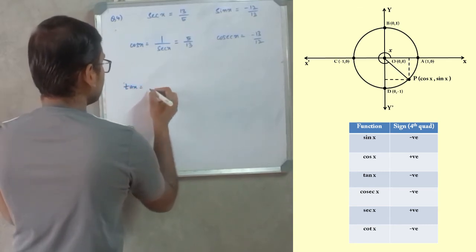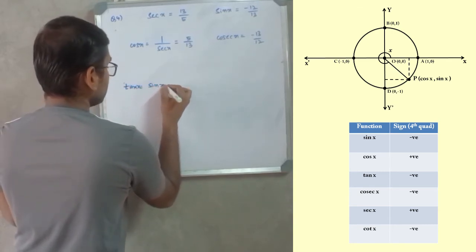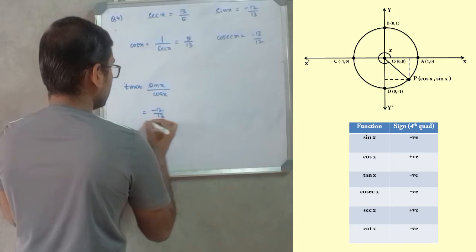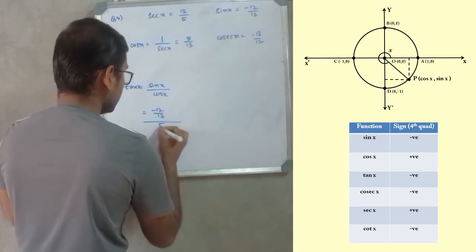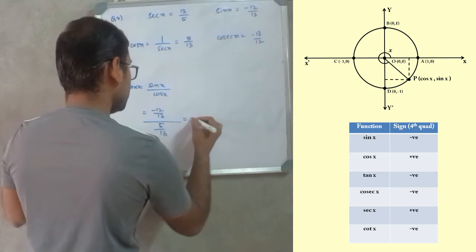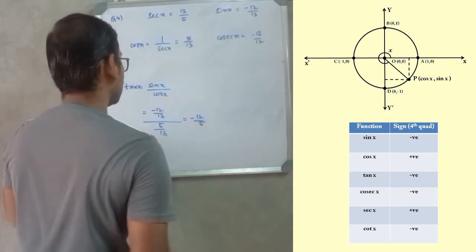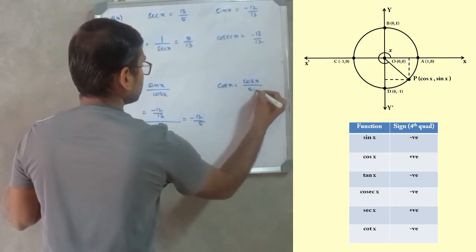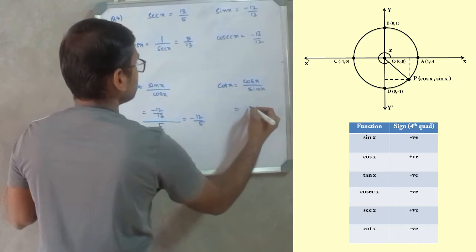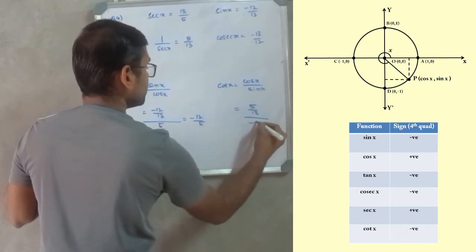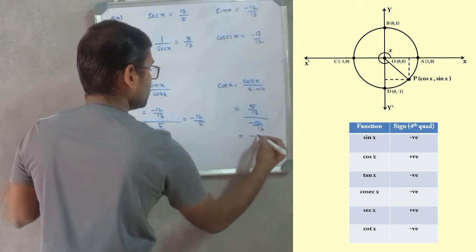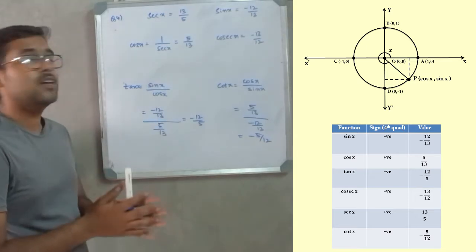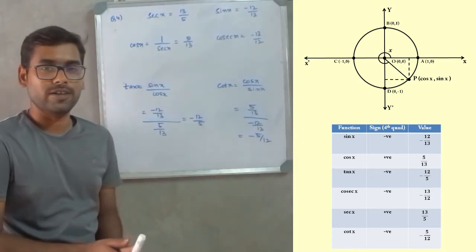Tan x is given by sin x divided by cos x. Here the value of sin x is minus 12 by 13 and the value of cos x is 5 by 13. So here it will be minus 12 by 5. Similarly, cot x, which is given by cos x divided by sin x. Here cos x is again 5 by 13 and sin x is minus 12 by 13. So value of cot x will be minus 5 by 12. And these are the values of 6 trigonometric functions for the angle x, which lies in the fourth quadrant.